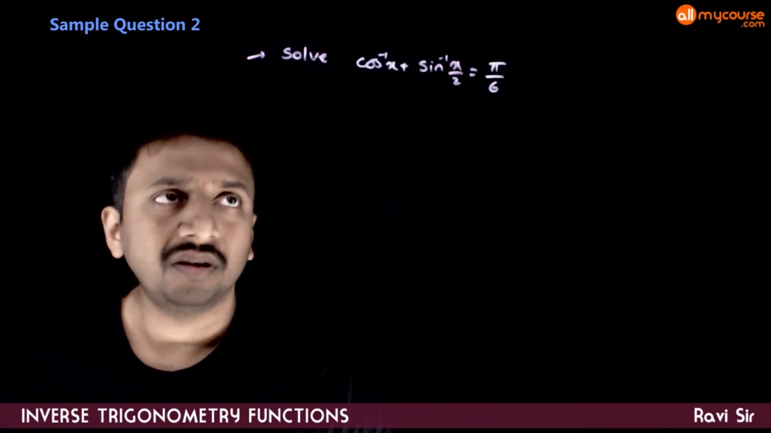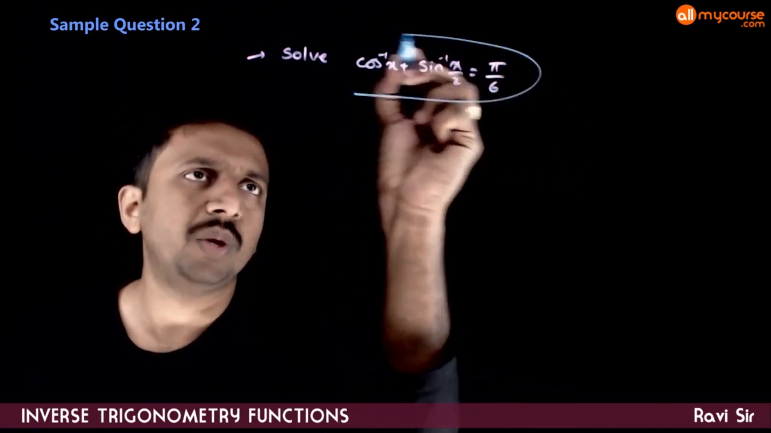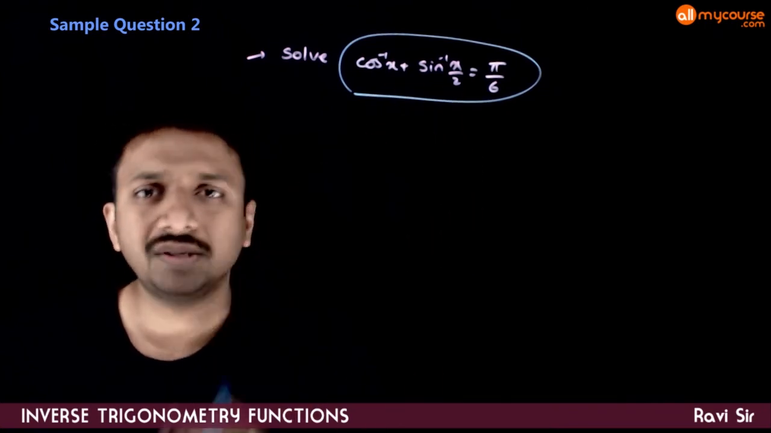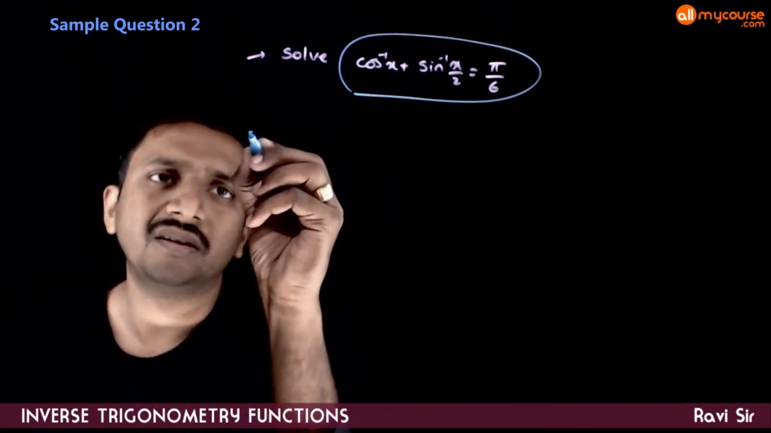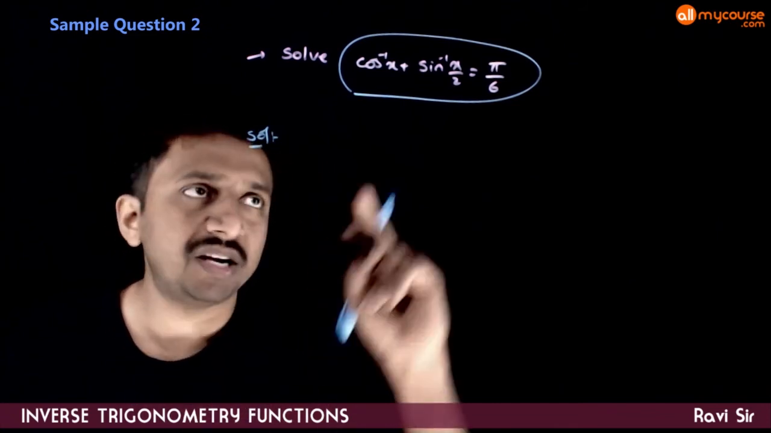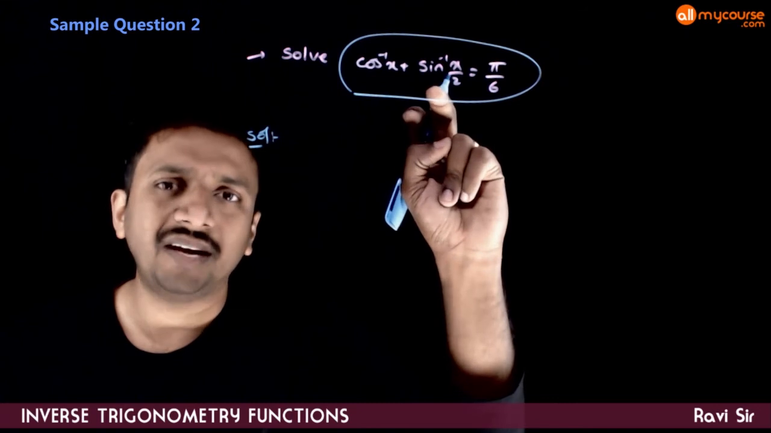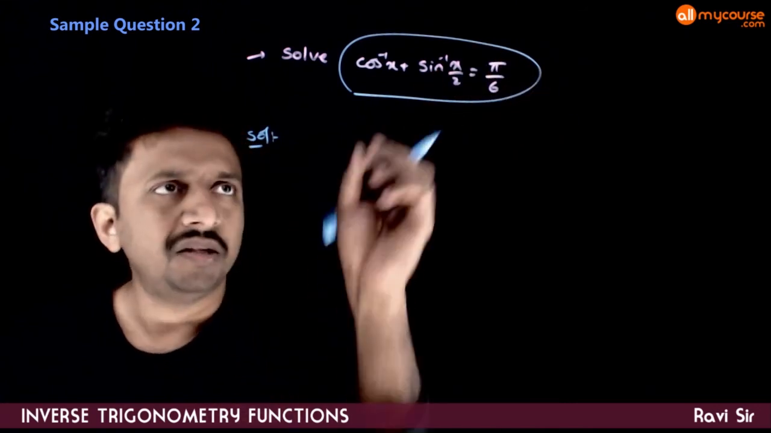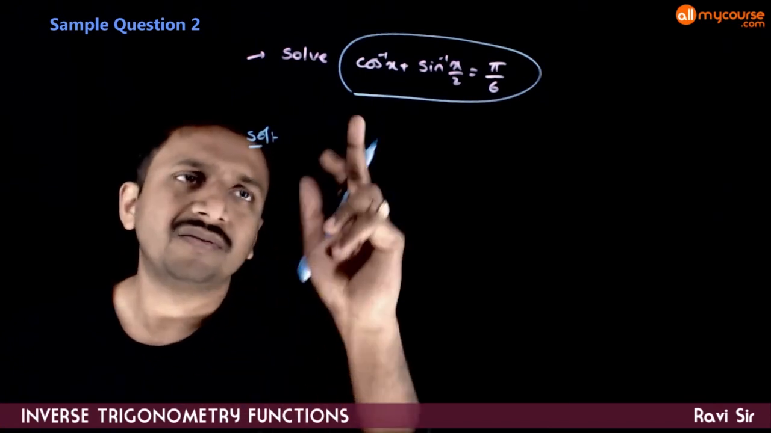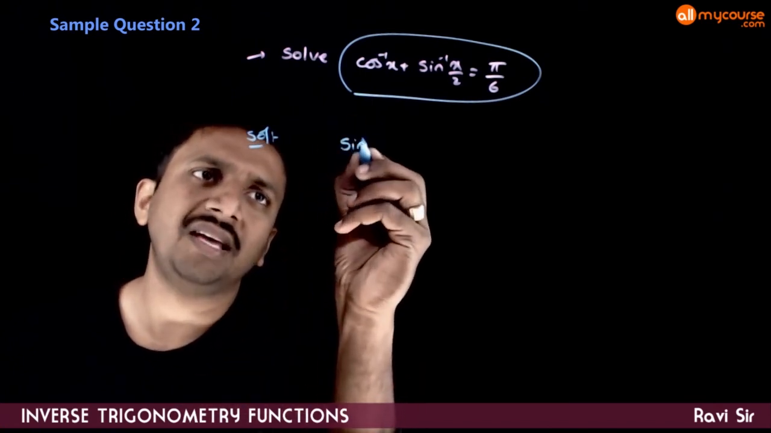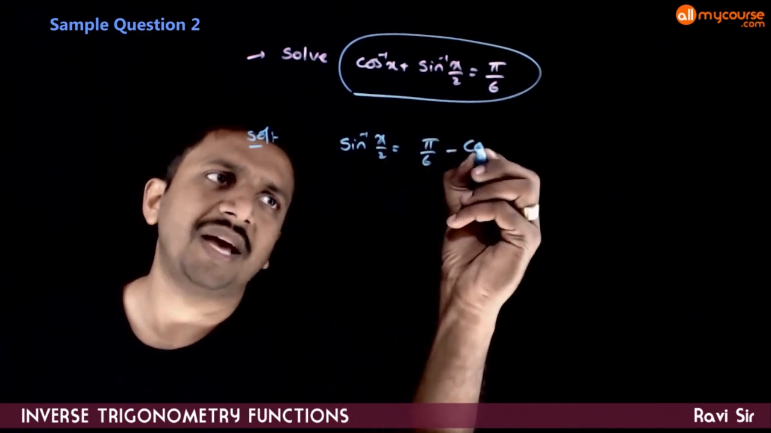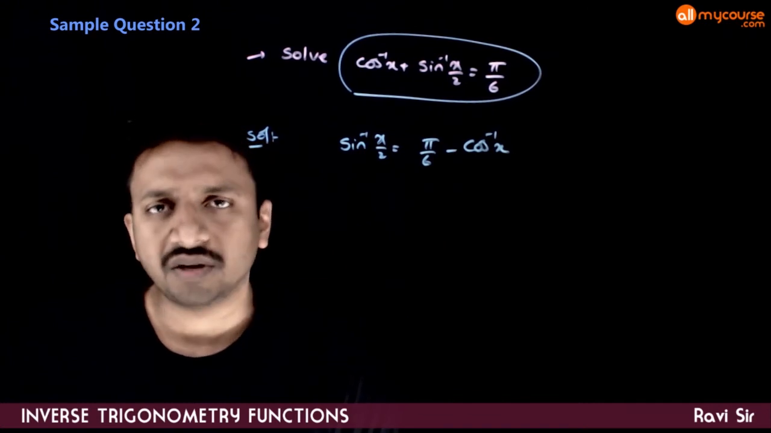In this question, you're asked to solve the equation cos inverse x plus sine inverse of x by 2 is equal to pi by 6. For these types of questions, it is always better to send one of the terms onto the other side. You have to evenly distribute the x's on both sides. First, what I do is: sine inverse of x by 2 is equal to pi by 6 minus cos inverse of x.